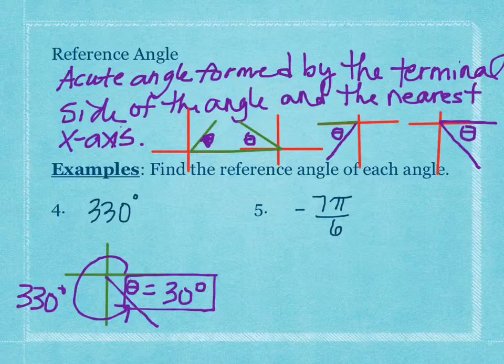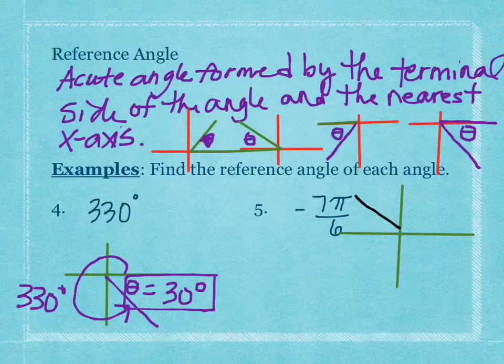Let's try again. So first of all, negative means I'm going to do what? What happens when I have a negative angle? It's going to go clockwise. We're going to go clockwise, and we always start where the standard position is, which is the positive x-axis, and we go clockwise. So we're going this way. How far will we go? What quadrant will we end up in if we go negative 7 pi over 6? We will end in the second quadrant.